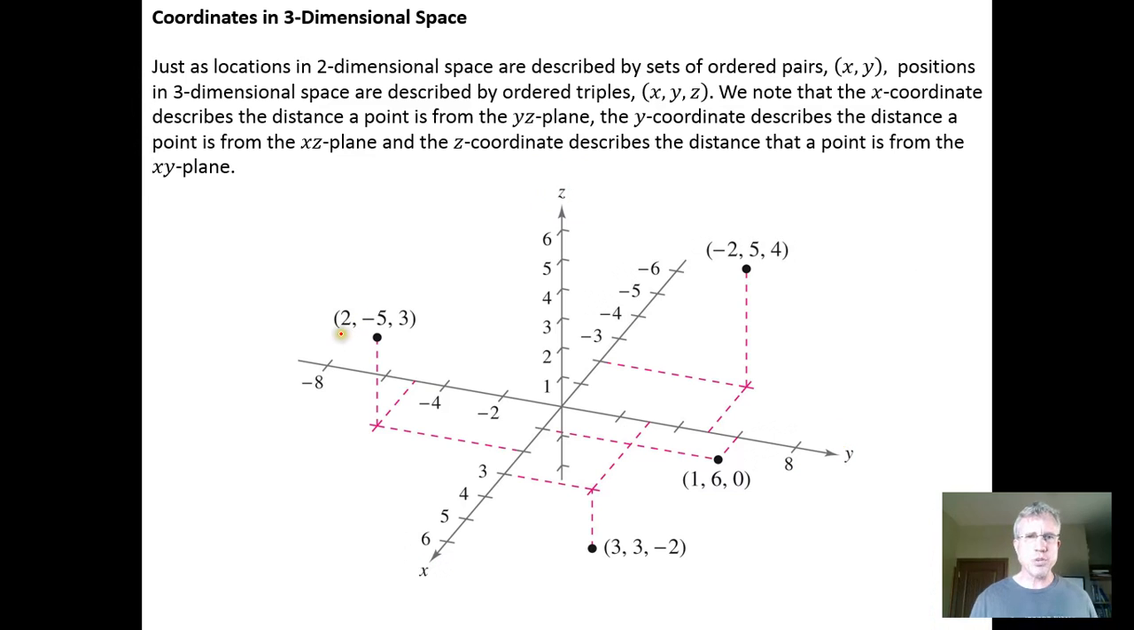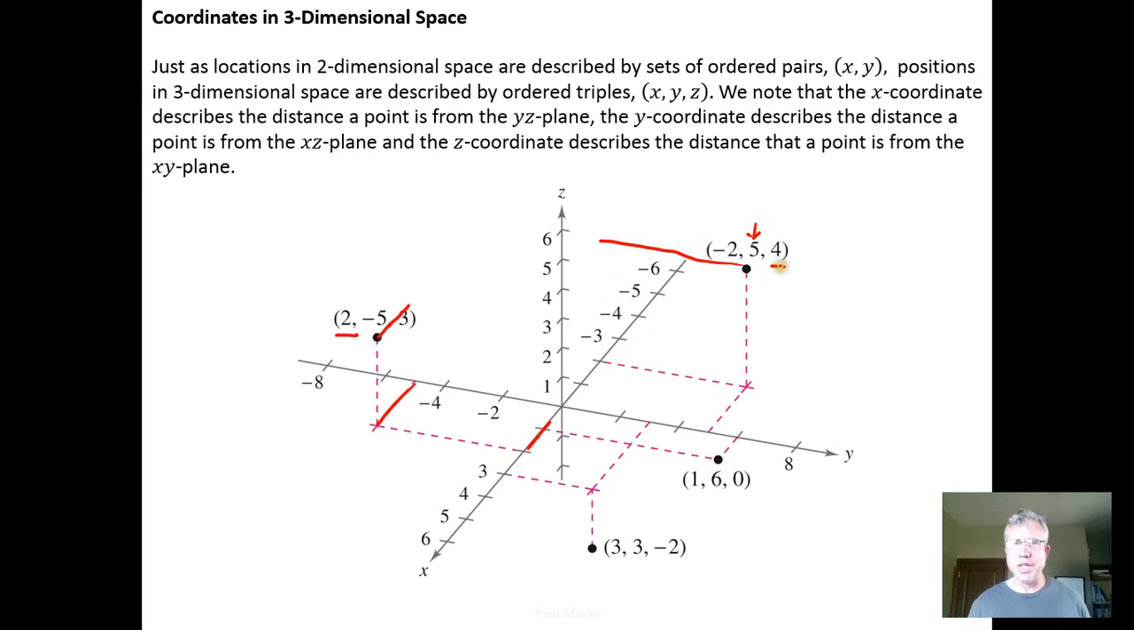When we have an x-coordinate, the x-coordinate tells us the directed distance that we are from the YZ plane. And when you are drawing in an x-coordinate, you're always drawing a line segment that's parallel to the x-axis. When you're talking about a y-coordinate, you're talking about a directed distance from the XZ plane. And when you draw the line segment that gives you that directed distance, you're always drawing a line that is parallel to the y-axis.